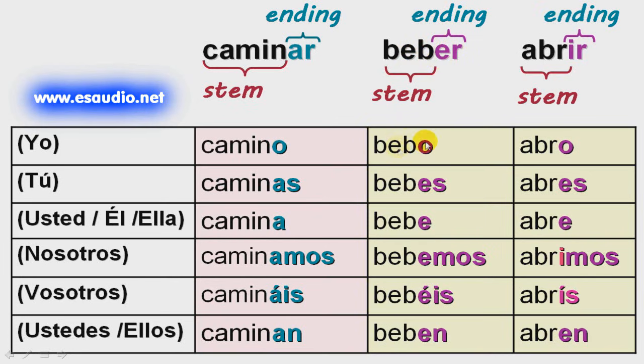With beber, yo bebo, tú bebes, usted, él, ella bebe, nosotros bebemos, vosotros bebéis, ustedes, ellos beben. And abrir, abro, abres, abre, abrimos, abrís, abren. There's a slight change here in nosotros and vosotros, but other than that, it's the same. What you can see here is that these are all regular verbs, in that the stem doesn't change at all. It remains constant throughout all the conjugations.